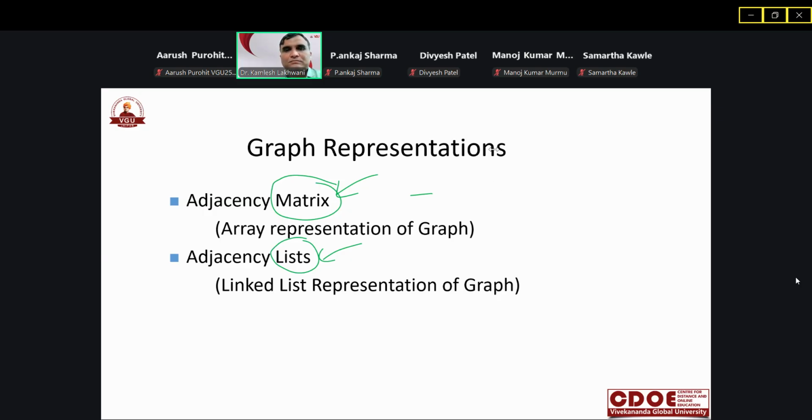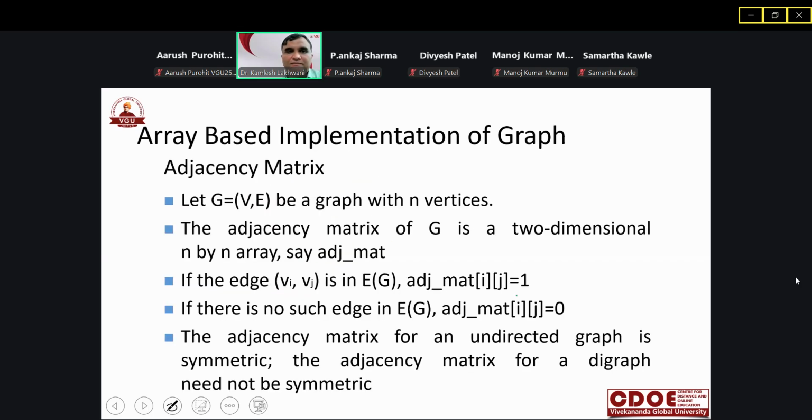So this is the array representation of a graph, and this is the linked list representation of a graph. The array-based implementation of a graph is the matrix. Let G be a graph consisting of vertices and edges, with n vertices. The total number of vertices is n in this graph. So the adjacency matrix of G is a two-dimensional n by n array, that is called the adjacency matrix.